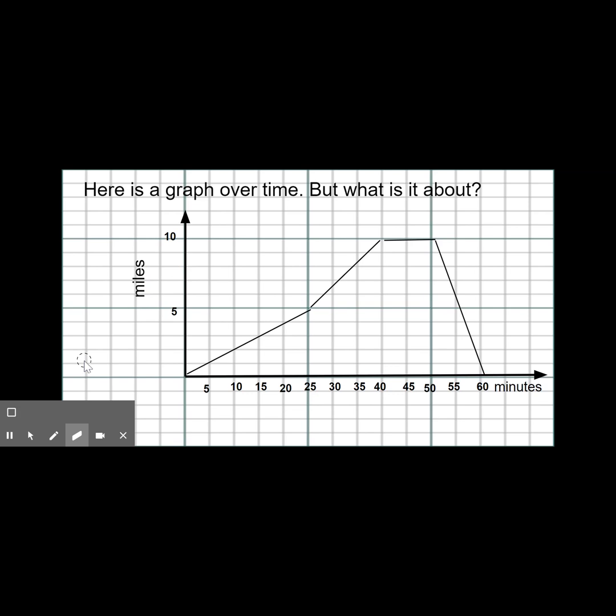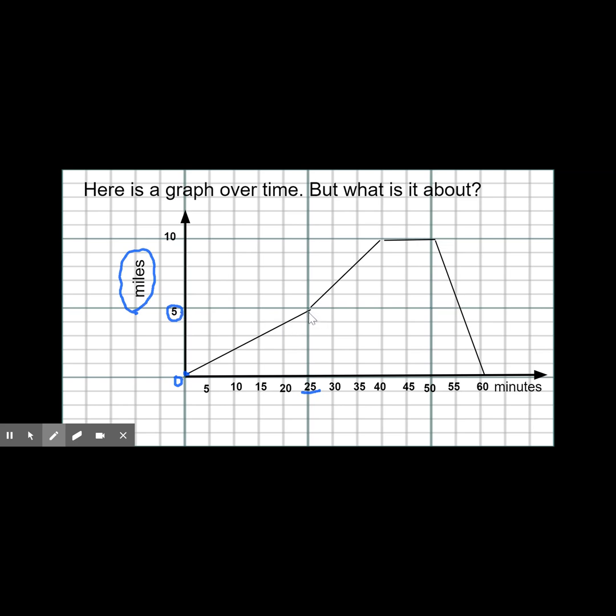The next graph is about distance. You can see on the y-axis, it's labeled miles. Miles is a distance. So this is a distance over time graph. It's miles and minutes. So in the first section, the person starts from home base. We'll call that 0. So from home base, we ride for 25 minutes and we cover 5 miles.